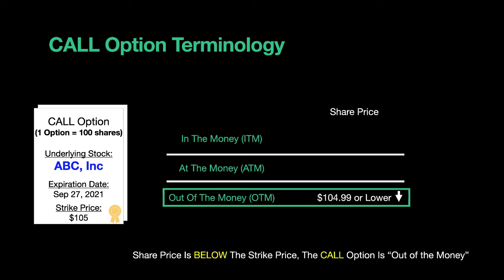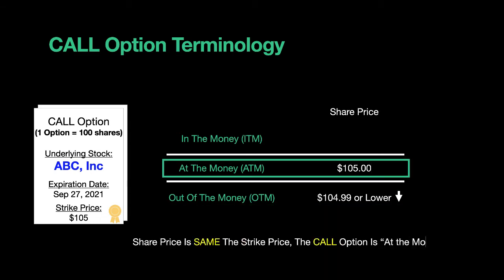This scenario occurs when the share price, in this case $104.99 or below. So when the share price is below the strike price, the call option is considered out of the money. So we see the share price is $104.99, which is below the strike price of $105. So any value below $105 is considered out of the money for the call option.